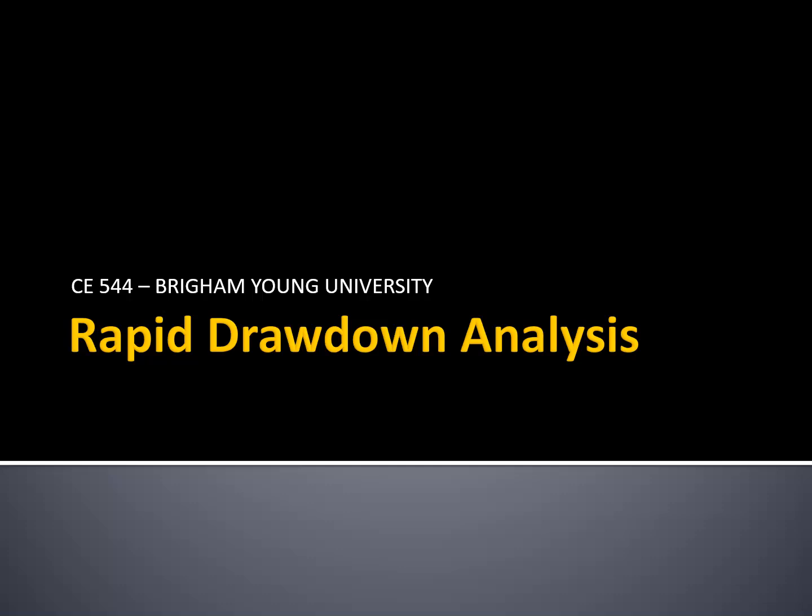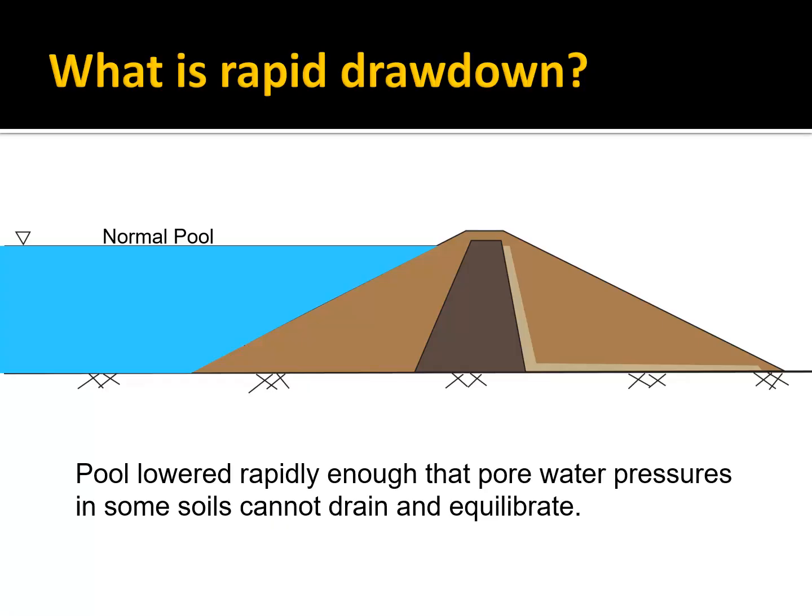Hey everyone, today we are going to talk about a special type of slope stability analysis called rapid drawdown analysis. And so when we have a dam or a levee, we analyze a number of different scenarios in terms of potential slope failure when we're doing the design.